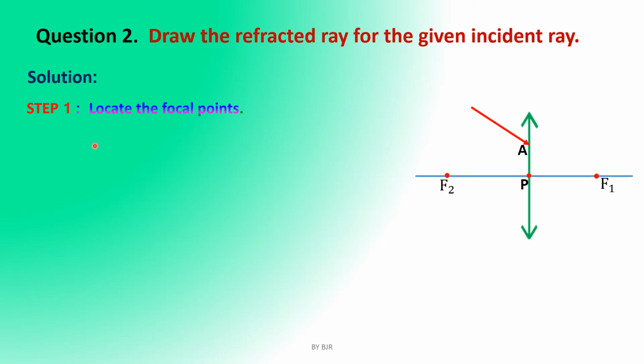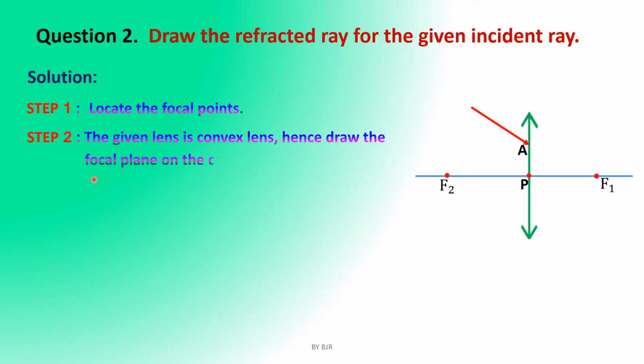After locating the focal points, we have to draw the normal at F1. We have to draw the focal plane, nothing but normal to the principal axis. Here I am drawing focal plane at F1. Step 2. The given lens is convex lens, hence draw the focal plane on the other side of the incident ray.